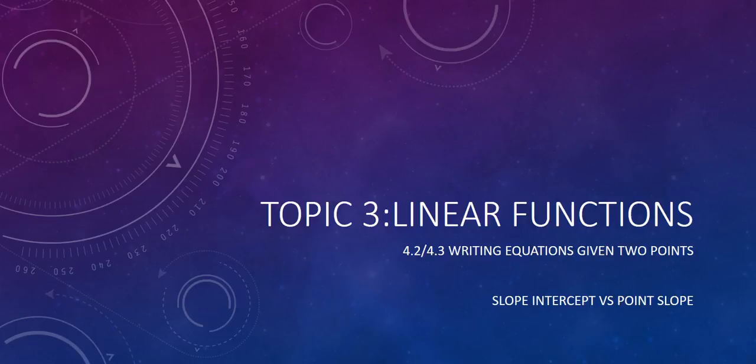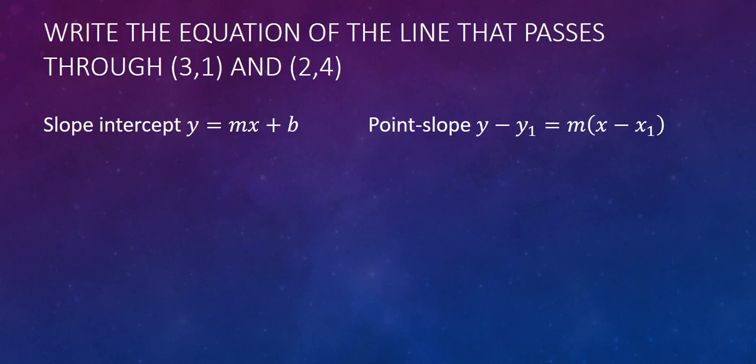So this is a continuation of 4-2 and 4-3. However, instead of having 1 point in the slope, we're given 2 points. So that just makes the process a little bit different. But once the first step's done, then it's the same thing. So write the equation of a line that passes through the points (3, 1) and (2, 4).